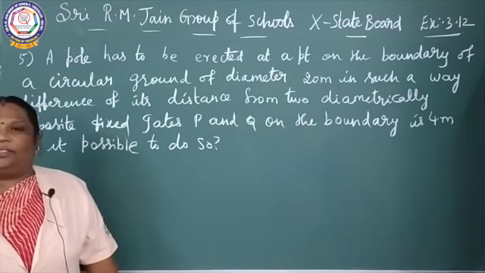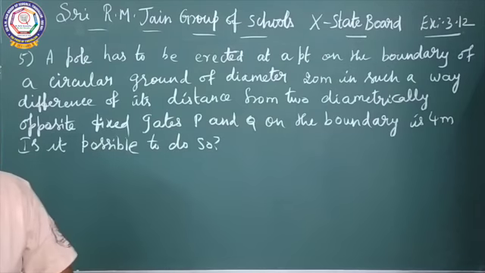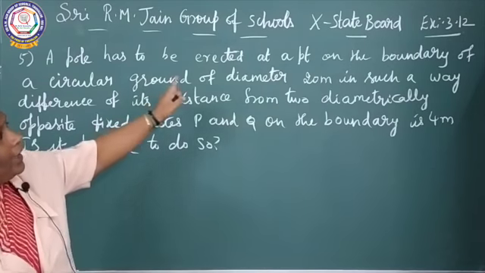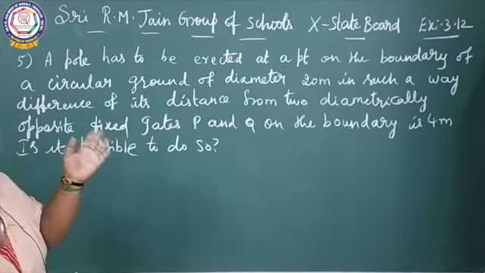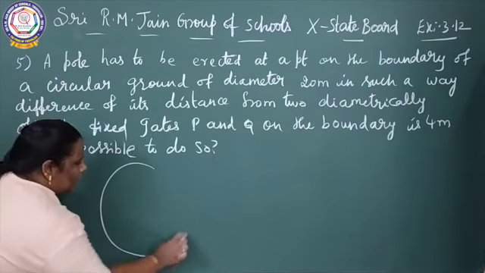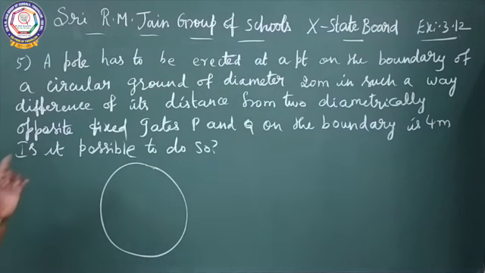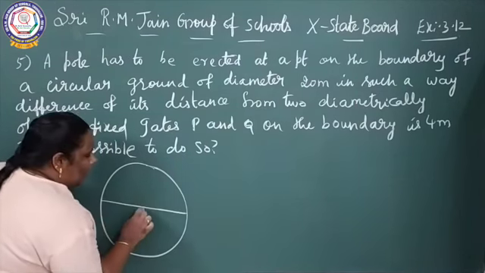See, this is 10th standard state board exercise 3.12. See the fifth sum. A pole has to be erected at a point on the boundary of a circular ground of diameter 20 meter. This is the diameter, 20 meter.